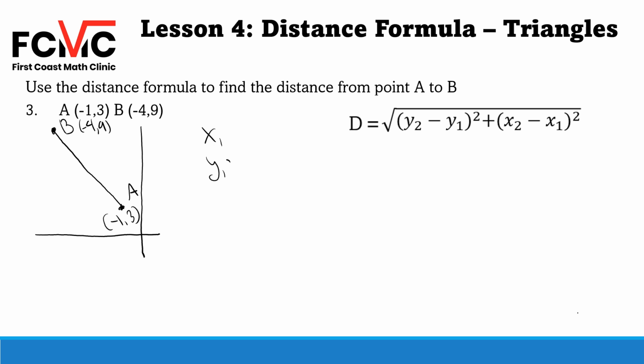So again, I'm going to go left to right. x1, y1 is negative 4, 9. x2, y2 is negative 1, 3. So let's substitute our values in. x1 is negative 4. y1 is 9. x2 is negative 1. And y2 is going to be 3.